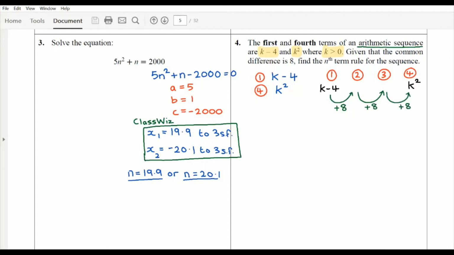Now then, if we're told the common difference is 8, well, what this means is to get from k subtract 4 to the second term, I have to add 8. To get from the second term to the third term, I also have to add 8. These are arithmetic sequences, remember. It also states that in the question. And to get from the third term to the fourth term, I add another 8. Now, this is where we can set up our equation. It's all there. All the information's there. It's just knowing how to use it. So we know that k subtract 4 is my first term. And if I add 3 lots of 8, I know this will give me the fourth term, which is k squared.